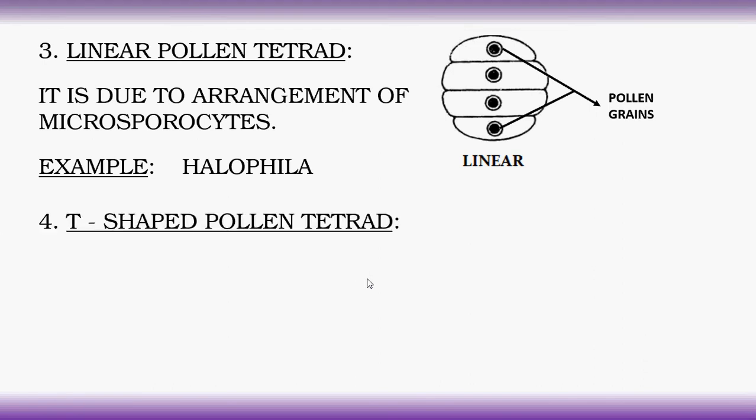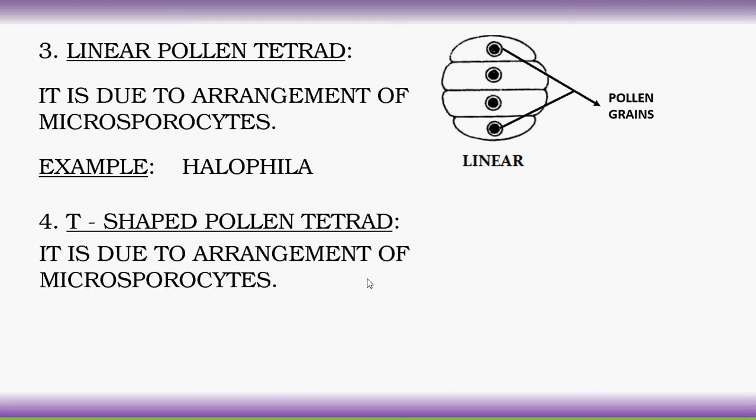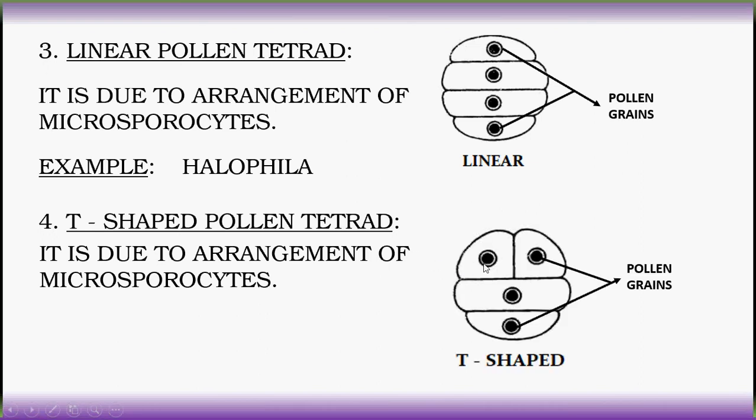The fourth one, T-shaped pollen tetrad. It is also due to the arrangement of microsporocytes, and it appears like this. Here there are 4 pollen grains.